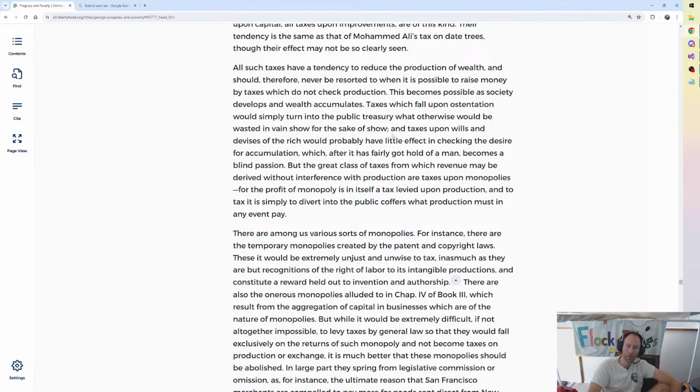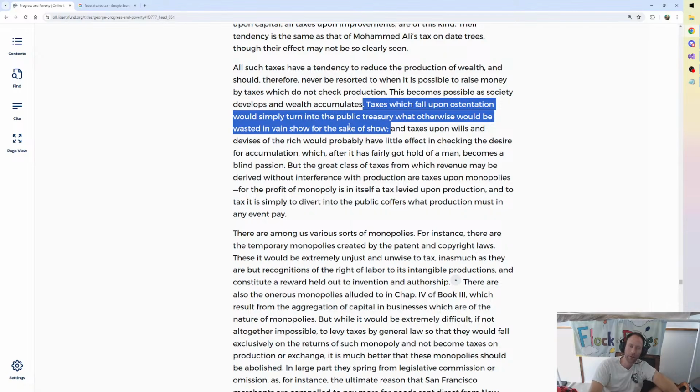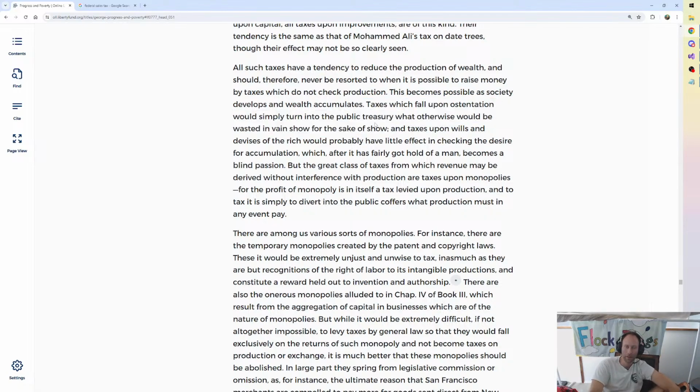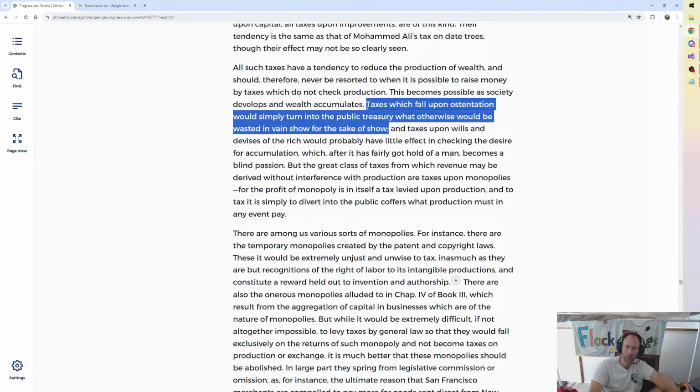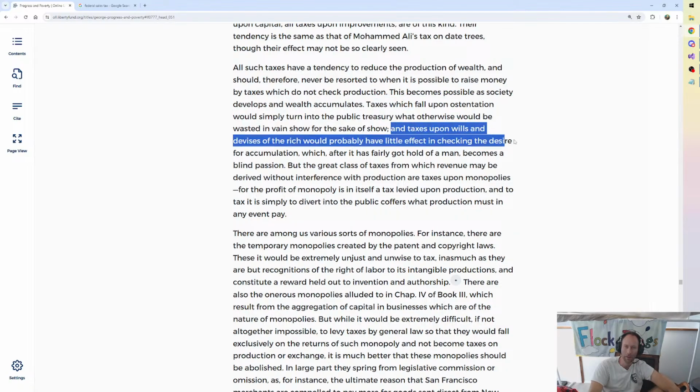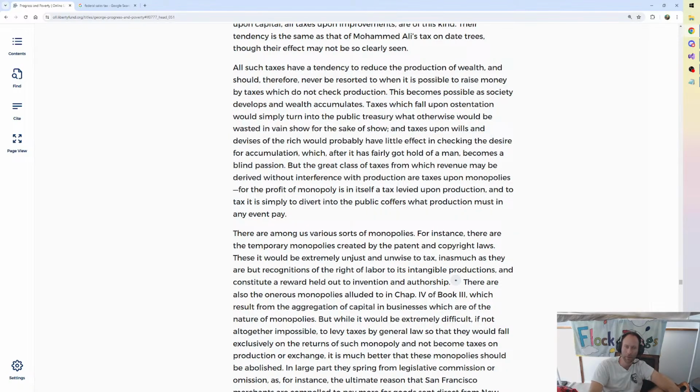I'm not sure what's so bad about it if he's saying taxes upon ostentation, like a yacht tax. It would simply turn into the public treasury what otherwise would be wasted in vain show for the sake of show. I mean, that's a complaint? I don't know. And a tax upon wills and the rich would probably have little effect in checking the desire for accumulation.